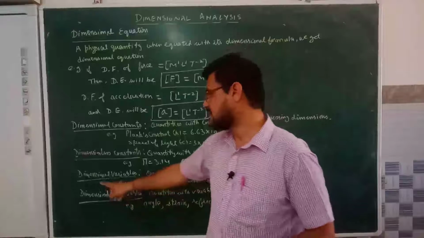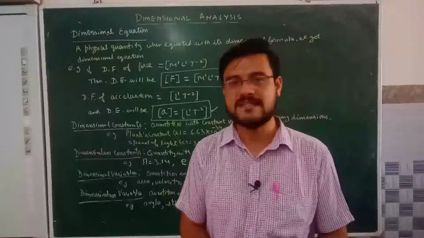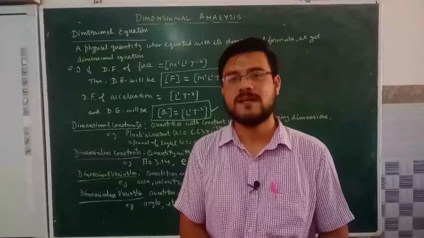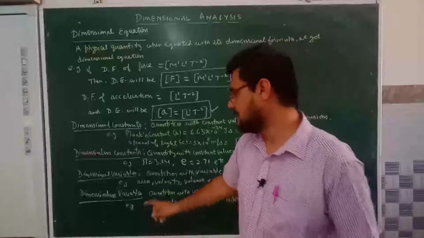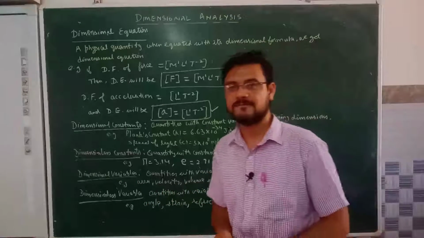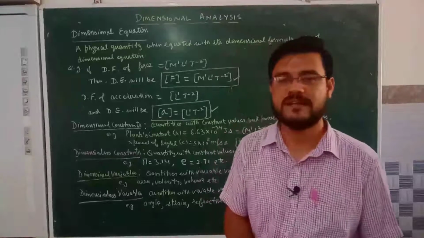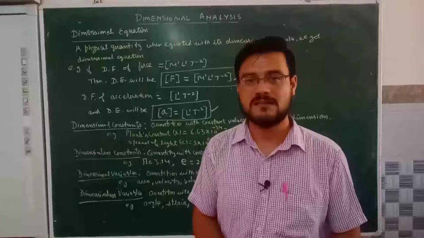Next, dimensional variables. These are the physical quantities whose value varies according to the situation, but they also possess a dimensional formula. For example, area, velocity, volume, acceleration, time, force, pressure, linear momentum. These quantities fall into the category of dimensional variables.